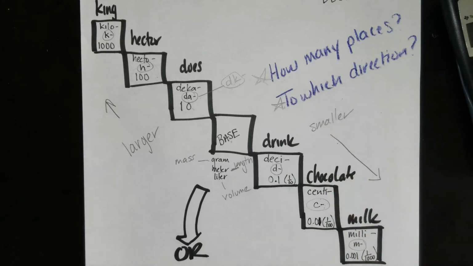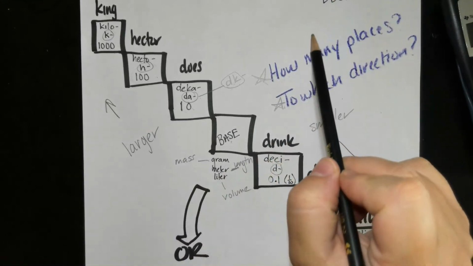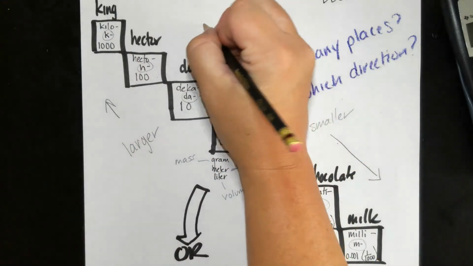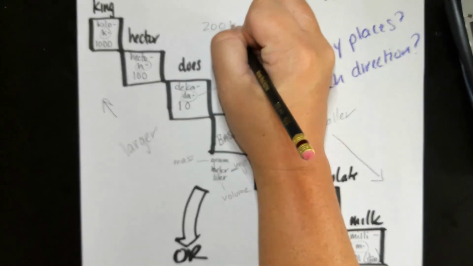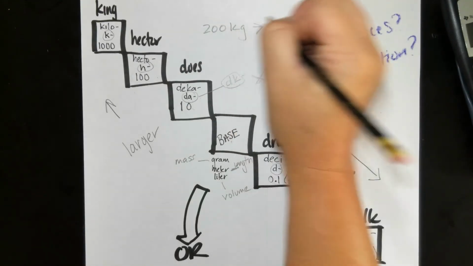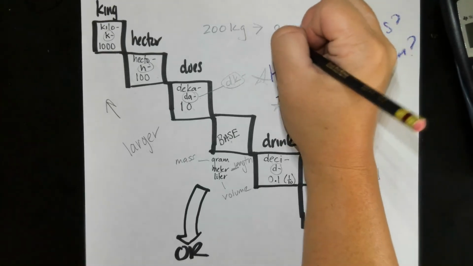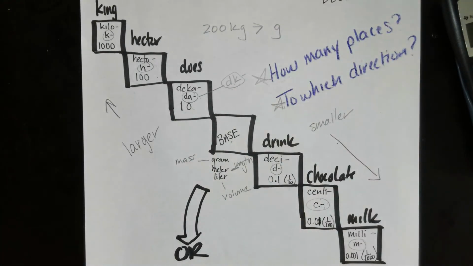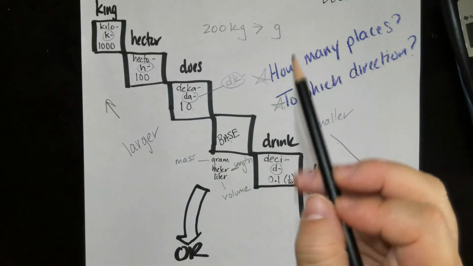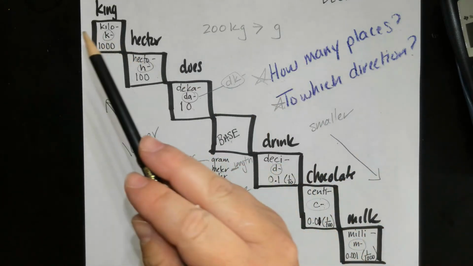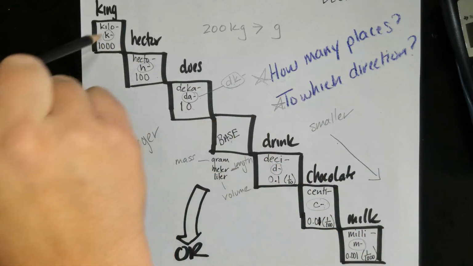Okay? To which direction? Am I going to the left or am I going to the right? Okay, so how many places? If I have 200 kilograms and I want to go to grams, okay, gram is my base. Kilo is up here. Treat this like a board game.